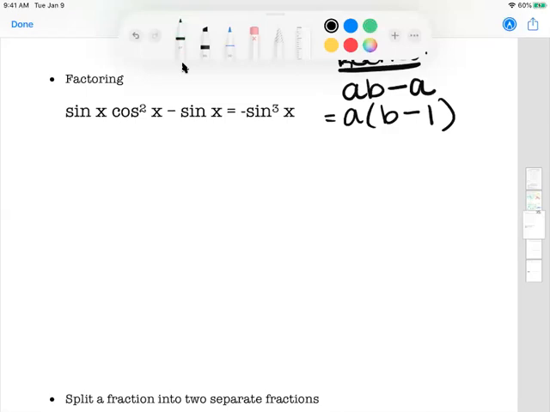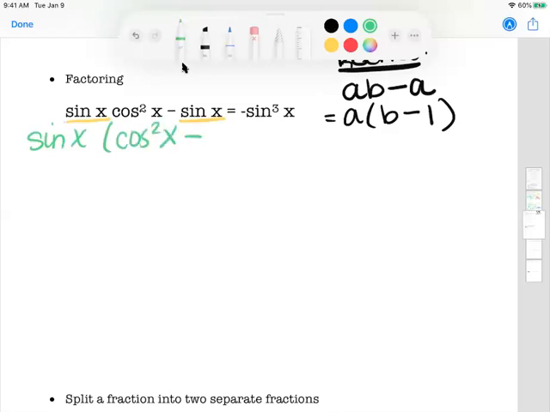I see in both terms I have sine x, here and here. So I can factor that out. Just as I factored A out of my other expression, I can factor sine of x out. So that would be sine of x times, now sine of x divided out of the first term, sine x cos squared x, leaves me with cos squared x.